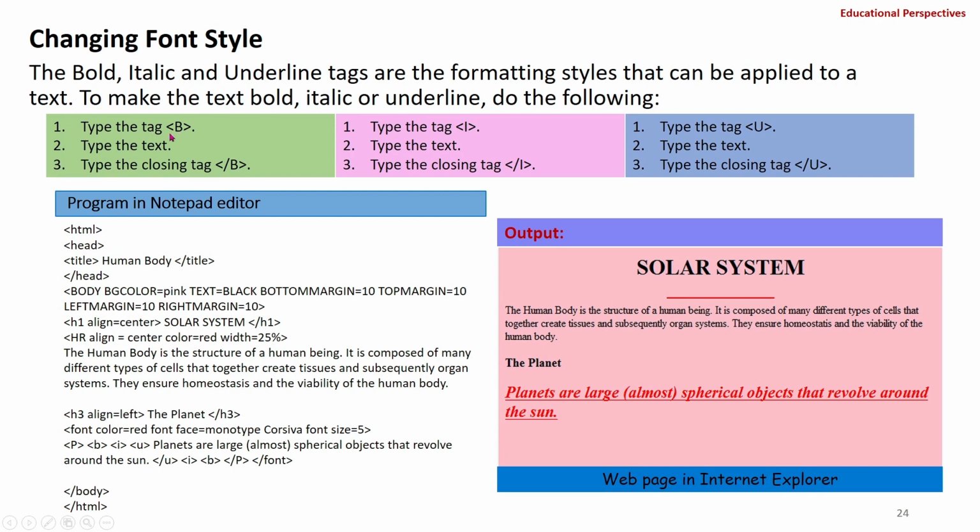Type the tag B, then the text, and then the closing tag. For changing the font to italic style, we type the tag I, then we type the text, and then we put the closing tag. For underlining, we type the tag U, then the text, then the closing tag /U. Here, we can see the use of these three tags. This is bold, this is underlined, as well as italic. So let us focus on this statement only. So here it is.